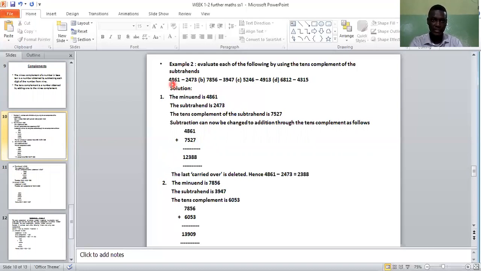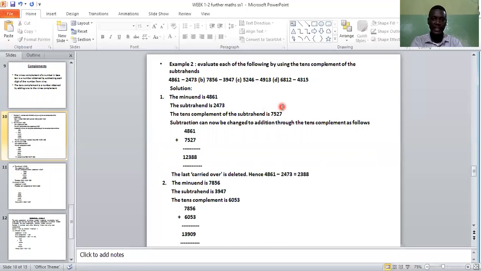We are subtracting 2, 4, 7, 3 from 4, 8, 6, 1. So this 2, 4, 7, 3 is what we call the subtrahend. And this one is the minuend. Now, for this subtrahend, 9 minus 3 will give you 6. Put that one side. 9 minus 7 will give you 2. 9 minus 4 will give you 5. Then 9 minus 2 will give you 7. So remember we got 7, 5, 2, 6. That is the 9 complement.